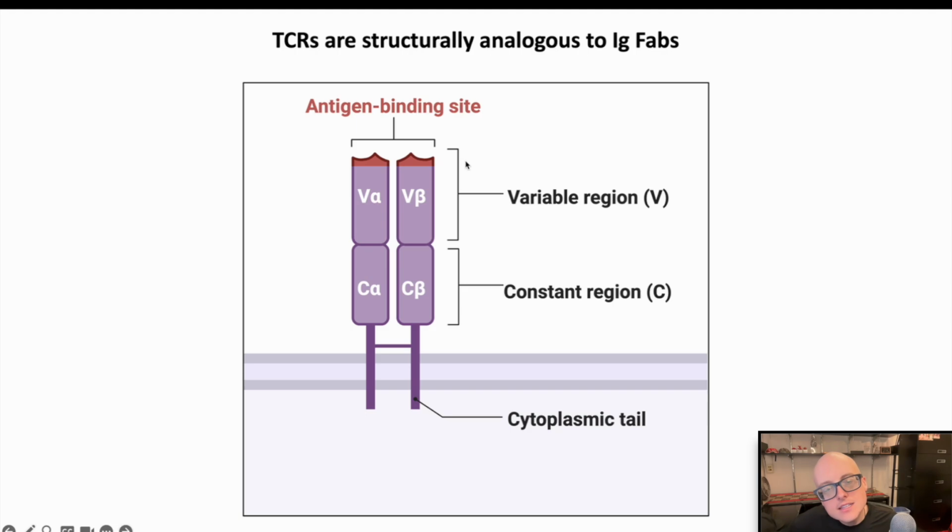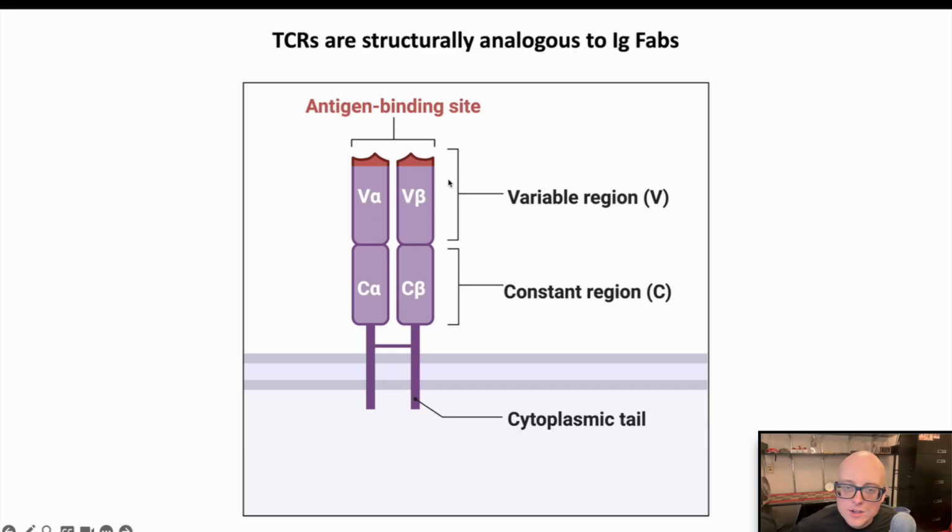And we can see that the structure of the TCR maybe looks familiar to you because it reminds us of the Fab domain of the immunoglobulin. Just like the Fab domain, there are also a variable region and a constant region of the TCR. And so then that gives us a variable alpha, a constant alpha, variable beta, and a constant beta.